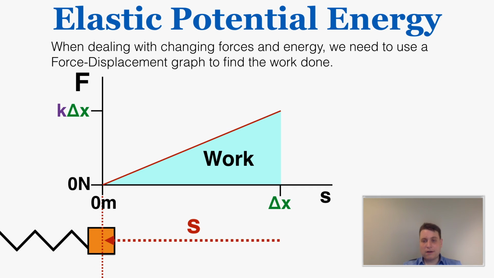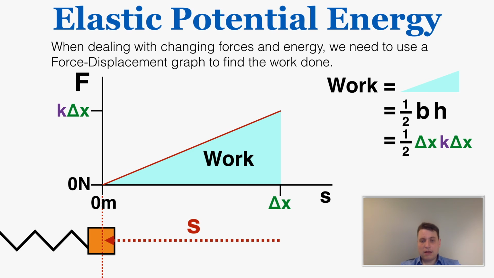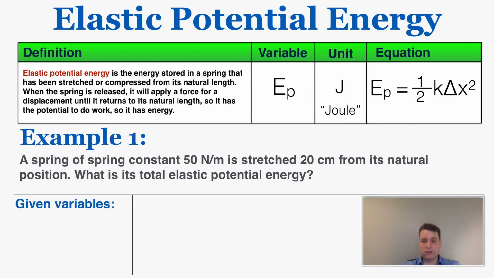So because work is the area, and that area is the area of a triangle, which I know is equal to 1/2 base times height, I can see that the base of this triangle is equal to delta x, and the height is equal to k times delta x. So I'm going to plug those in to base times height, and when I multiply that out, I get 1/2 times k times delta x squared. And that is equal to the equation for elastic potential energy. So the total potential an object has as a result of being stretched on a spring is equal to 1/2 times the spring constant times the stretch of the spring squared.